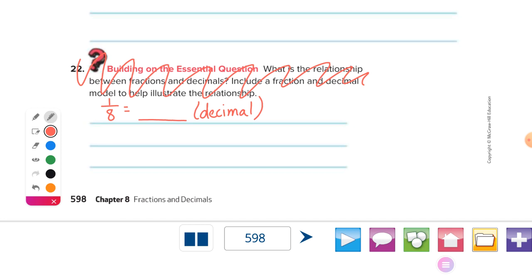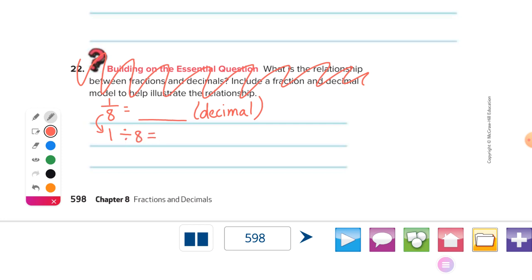No. What kind of math problem is a fraction? What math problem is that telling me to do? Elise? Division. What division problem is that telling me to do? 1 divided by 8. Let's write this out. That is saying take 1 and divide it by 8.